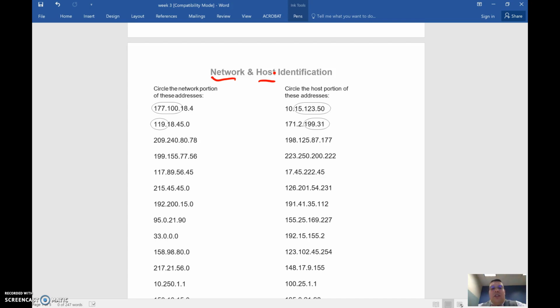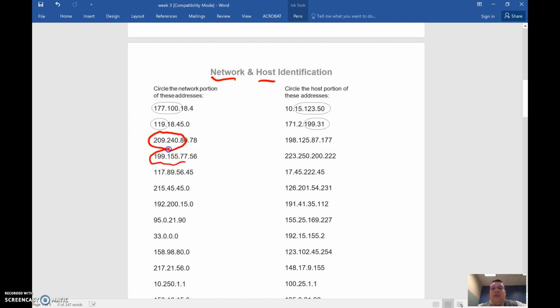Host portions can change. To identify these, once again, you just look at what kind of class it is. First verify the class, and then verify which parts belong to the network. So if we look at 209, we say that this is a class C, and that part should belong to the network, the last part belonging to a host.